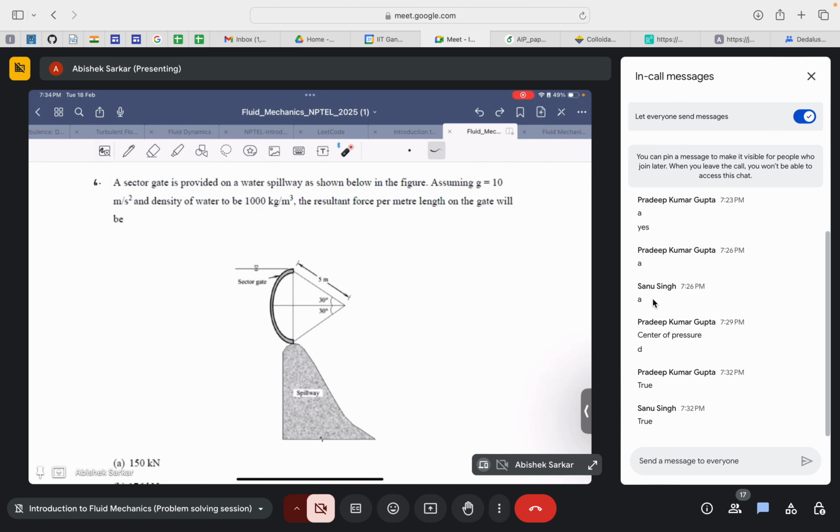Find the resultant force per meter length of the gate. So consider the width of the gate to be 1 meter. We need to find the resultant force that acts on this curved surface. Again, the concept is you need to find FH. Since the geometrical parameters are given, you know the geometry. So you need to find FH and FV, then find the net resultant force.